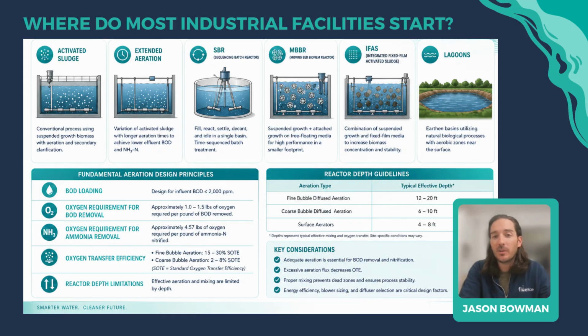So here in this slide, we've tried to highlight a few of the most common aerobic processes used in wastewater pretreatment. We've also highlighted a few common rules of thumb associated with aerobic system design, such as your typical organic concentrations you would expect, how much oxygen is required for the organics and the nutrients, and the different types of process efficiencies that we can expect when using different types of aeration.